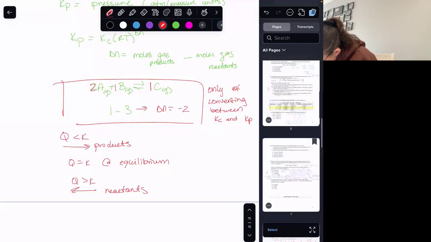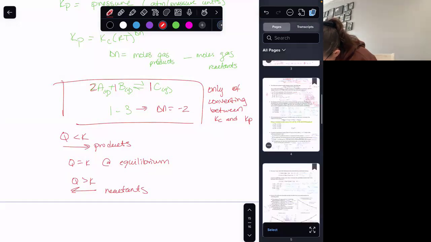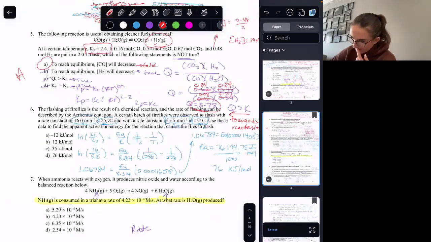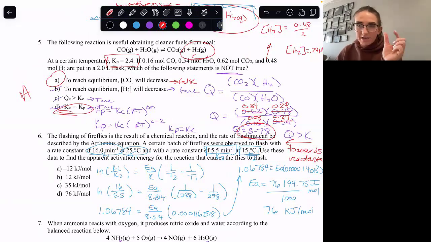Like question 5, right? You have Kc is equal to Kp. So you need to compare Kc to Kp, and the way you do that is with the equation we just talked about. Does that make sense? Like why you would use it there?